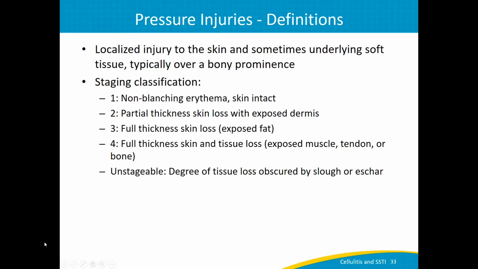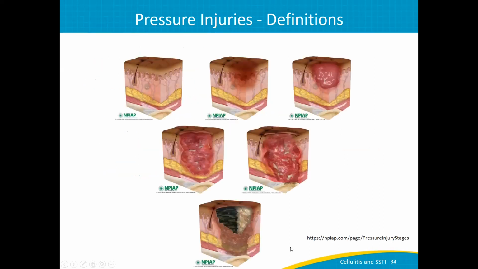And there are also unstageable pressure injuries where the degree of tissue loss can't be seen because of some overlying slough or eschar. So just to show some examples from the National Pressure Injury Advisory Council, here we see normal skin, stage 1, where there is erythema, there's damage occurring, but we don't actually see any defect in the skin. Stage 2, where the wound actually erodes into the dermis, the deeper layer of skin.